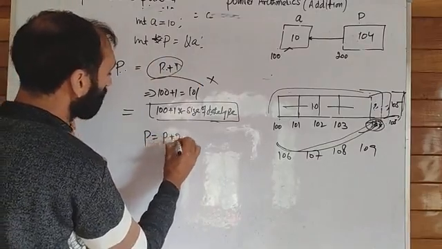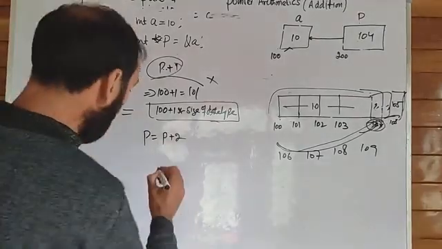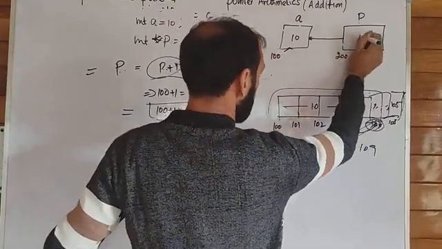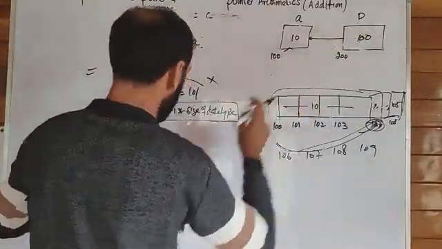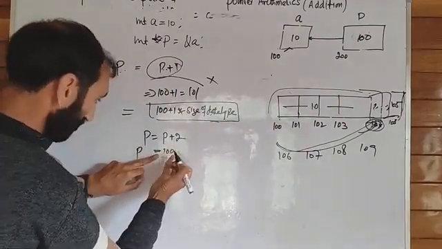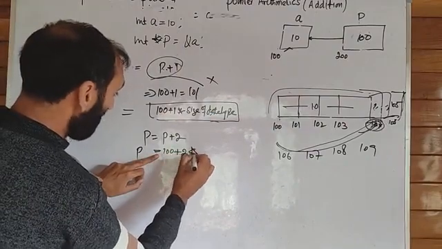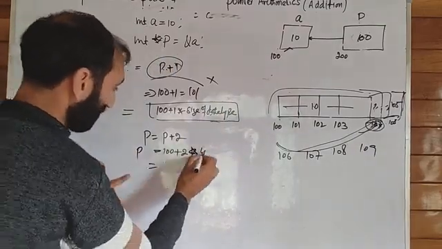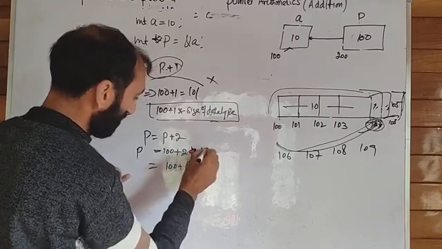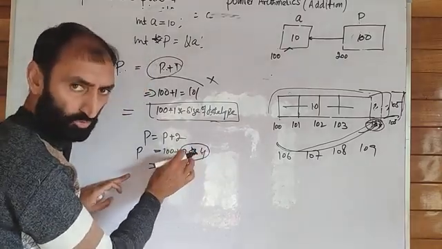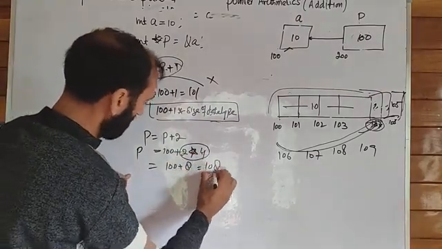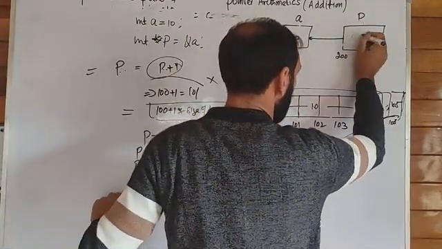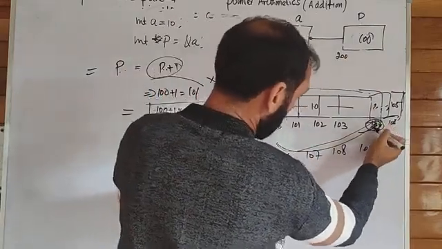Then if I take p equal to p plus 2, that means p is the base address. For example, 100 is the base address. The formula is p plus 2 into the size of the data type. Here the data type is int, whose size is 4, so it is 100 plus 4 into 2, which is 8, that means 108. So p will now hold 108.